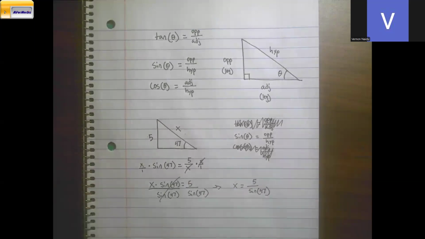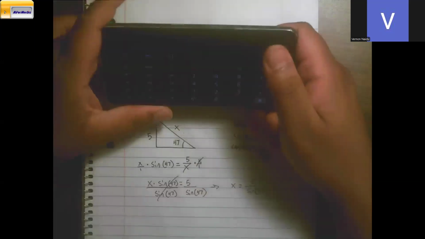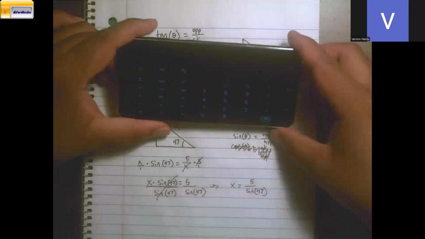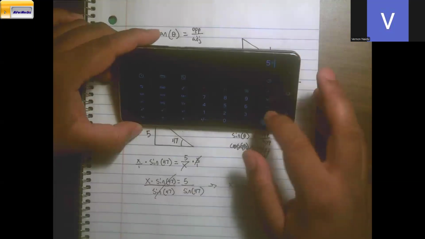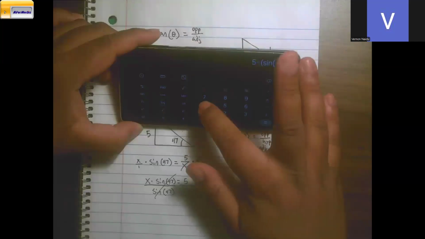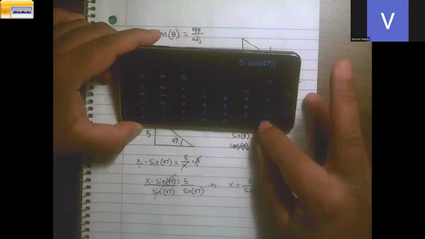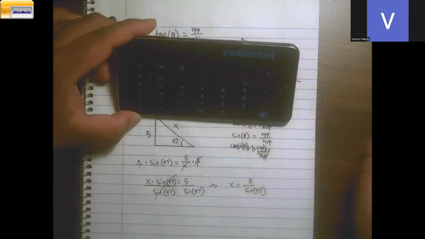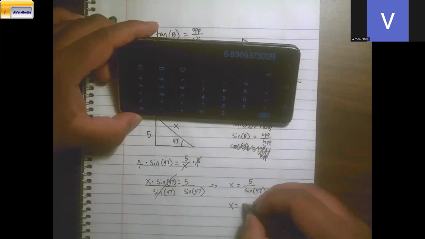So plug it into the calculator. Okay, so we're going to do 5 divided by sine 47. So that gives us our hypotenuse, approximately 6.8.